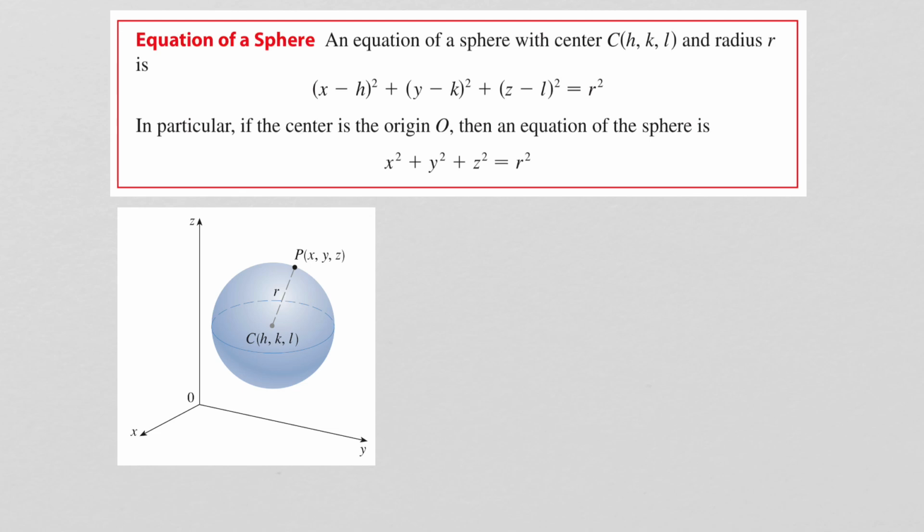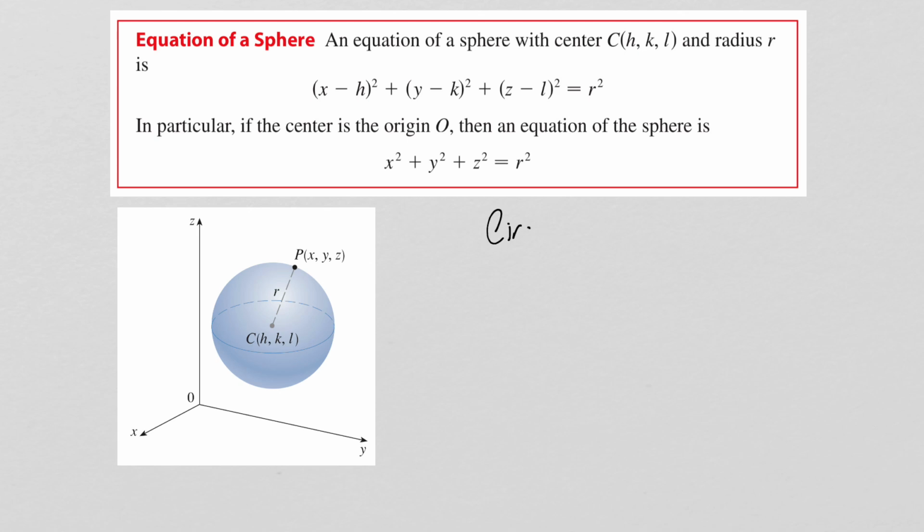Next, let's talk about the equation of a sphere. So in 3 dimensions, if you know the center of a sphere occurs at the point h, k, l, and if the radius of the sphere is equal to r, the equation of the sphere is x minus h quantity squared plus y minus k quantity squared plus z minus l quantity squared is equal to r squared. And if the center is at the origin, the equation simplifies to x squared plus y squared plus z squared is equal to r squared.